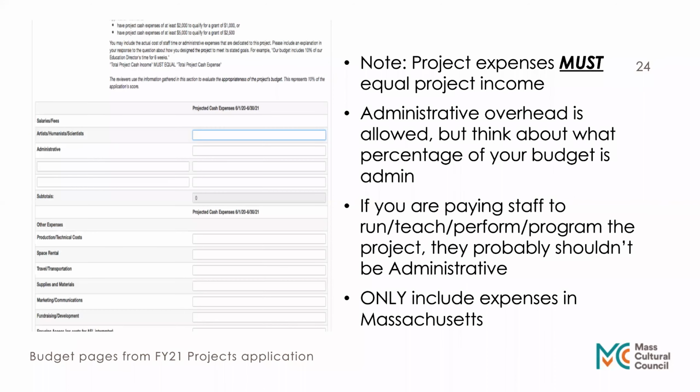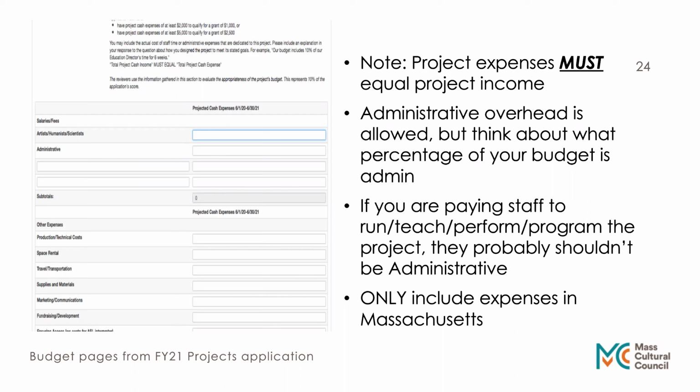This is what the budget page looks like. There are boxes for salaries and fees, and then there's a separate section of boxes for non-salary and fees. So we're looking, first of all, at artists, humanists, scientists. The painting instructor in that last example would be there under your artists. Administrative, your staff time that was spent designing the program, marketing the program, registering people for the program. Again, staff time for folks that you're currently paying as ongoing salaried staff, eligible here.